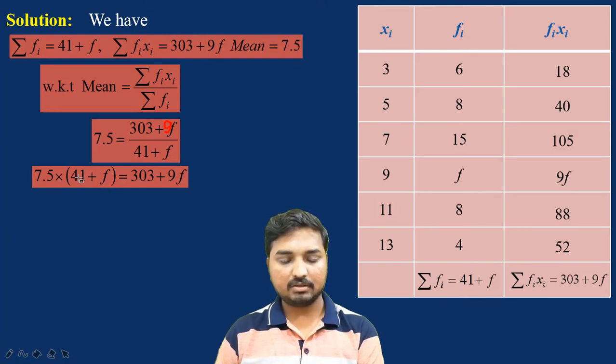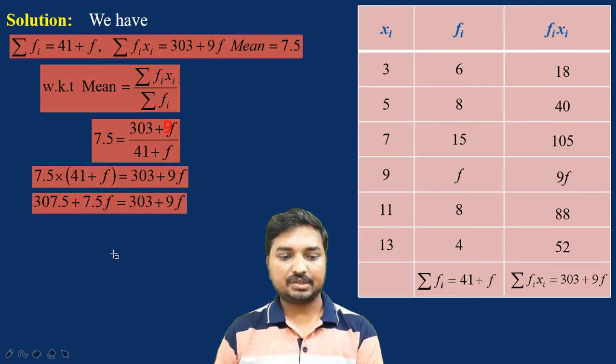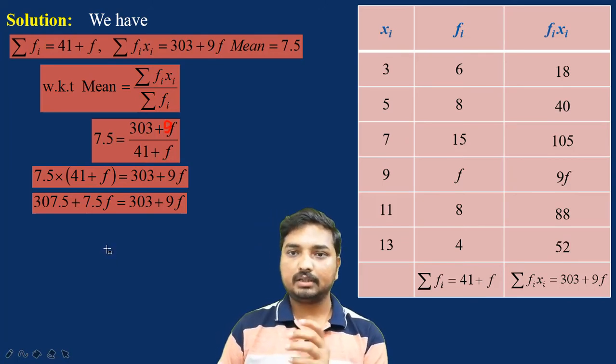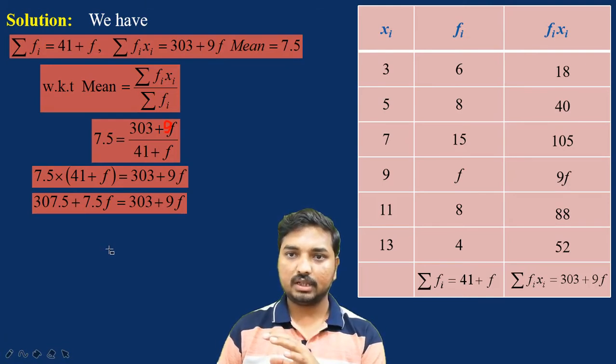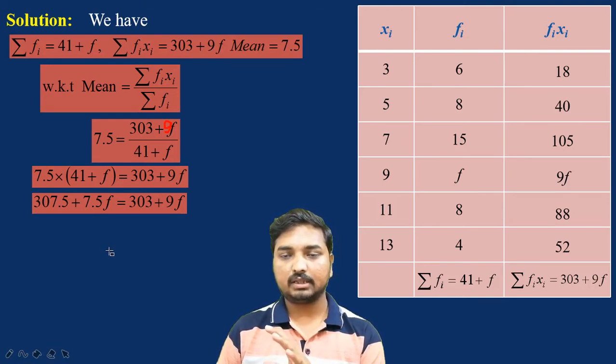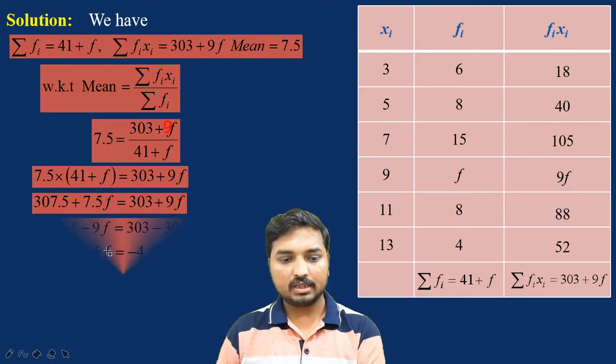Actually, on multiplying 7.5 by 41, you will get 307.5. So 307.5 plus 7.5 into f is equal to 303 plus 9f. Now the next step is you need to separate the constant terms to one side, and separate the terms which contain f. Look at the next step.